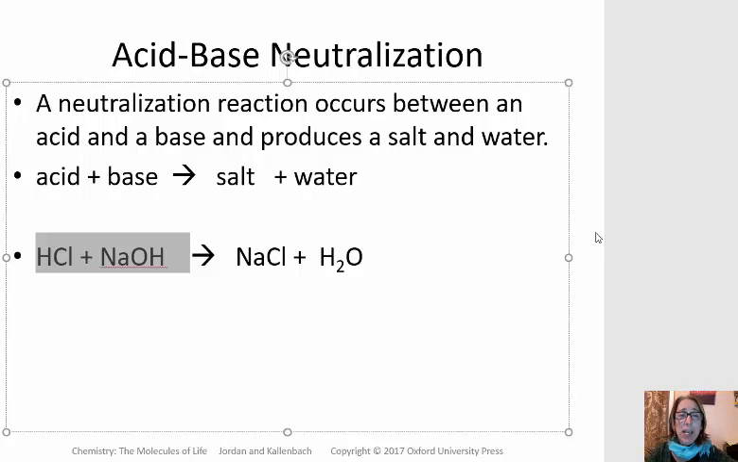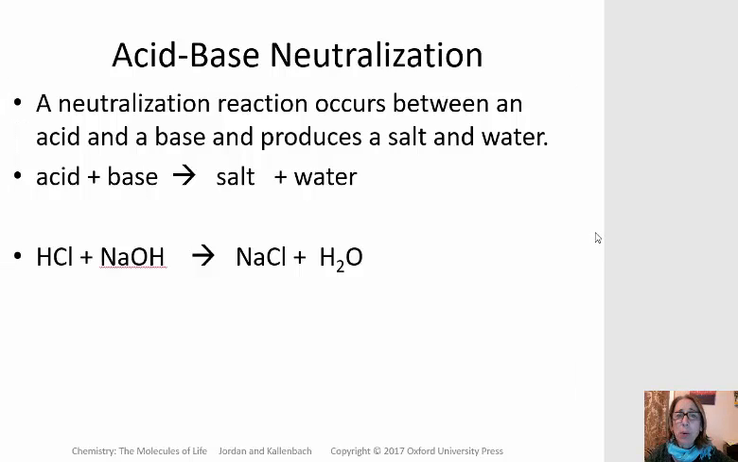We've learned that according to the Bronsted-Lowry theory of acids and bases, an acid-base reaction occurs as the result of a proton transfer from an acid to a base. And we've seen how the dissolving of an acid or a base in water is actually an acid-base reaction. There is a specific type of acid-base reaction known as acid-base neutralization.